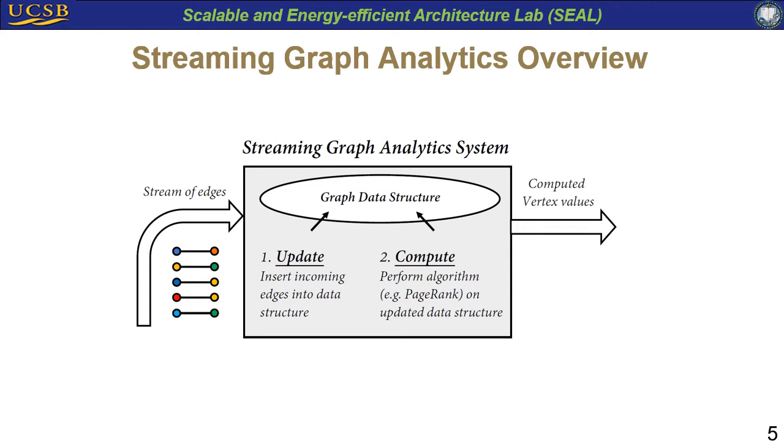The input to the system is a stream of incoming edges, and once they enter the system, they undergo a sequence of 2 main operations. The first operation is an update operation, which basically means inserting or updating these incoming edges into the graph data structure. And the second main operation is compute, which means performing some kind of algorithm such as PageRank on the updated data structure. And the output after these 2 main operations is the freshly computed vertex values.